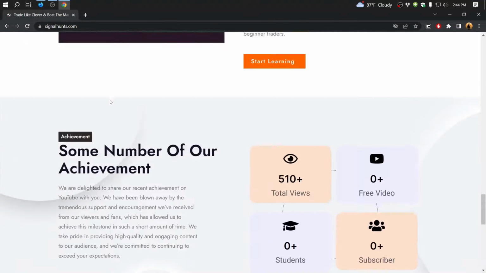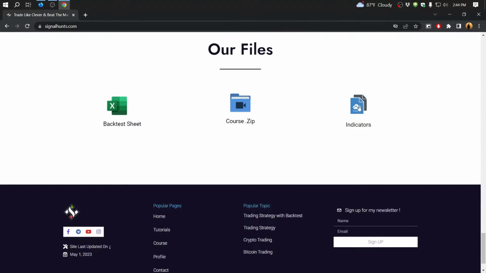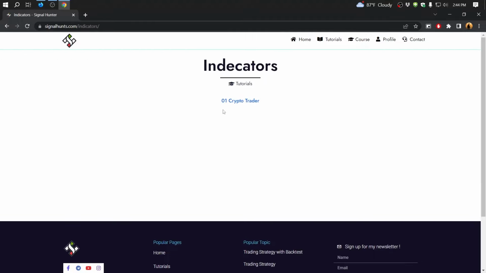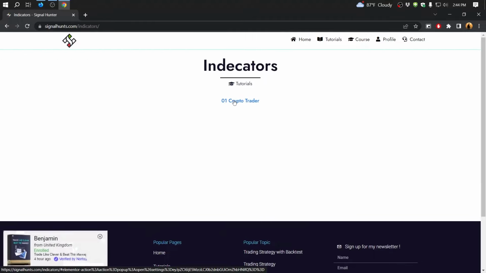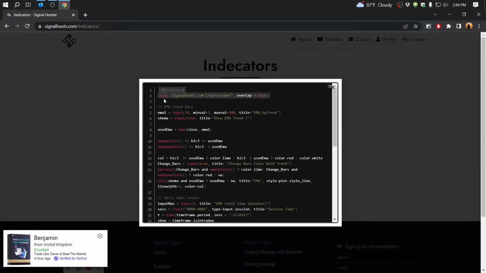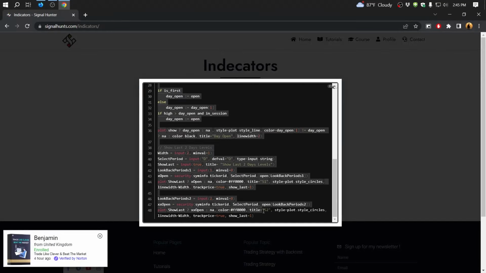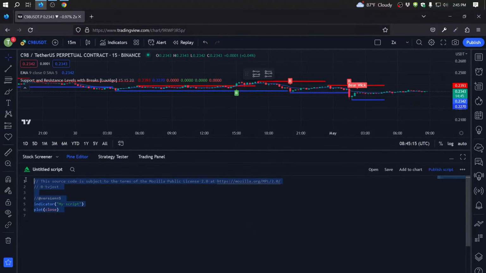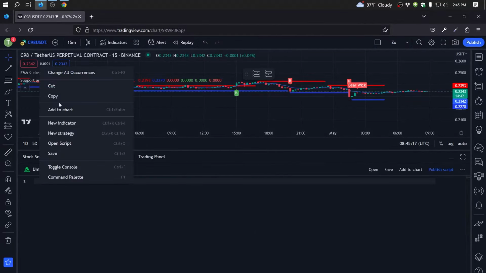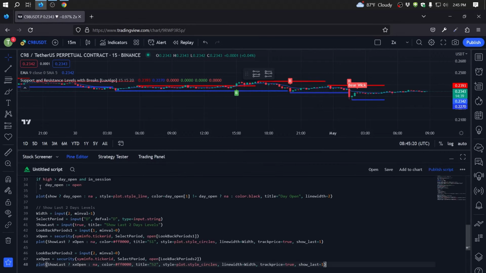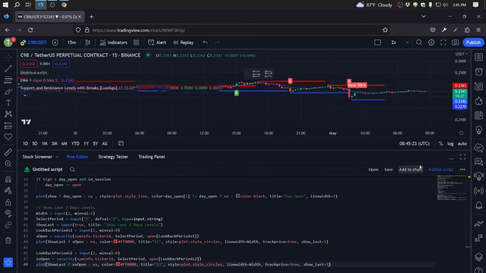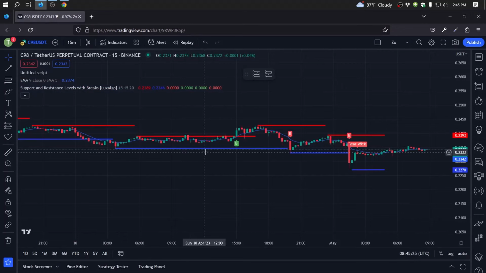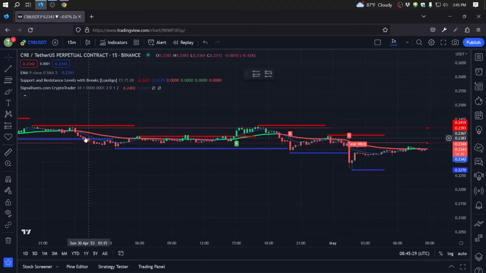You have to scroll down and from here you can see our file section, and you have to go to indicator, and from here number 1 indicator name is crypto trader. So I simply click here and I have to copy all the code from here. I simply copy the code, and from TradingView I go to the Pine editor, clear everything and paste the code over here, Ctrl V, and simply add to chart. Okay, after a moment you can see our indicator is applied successfully from our website.